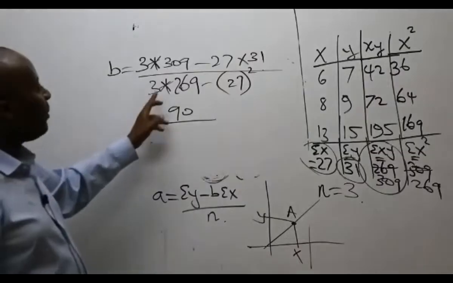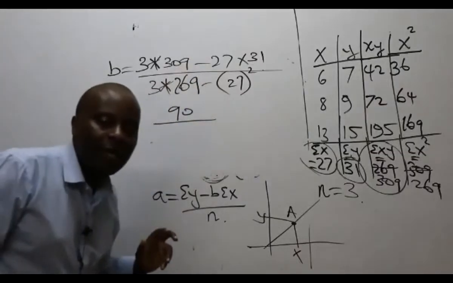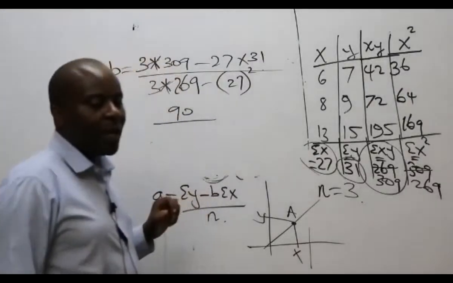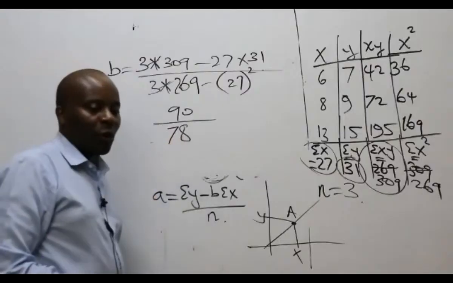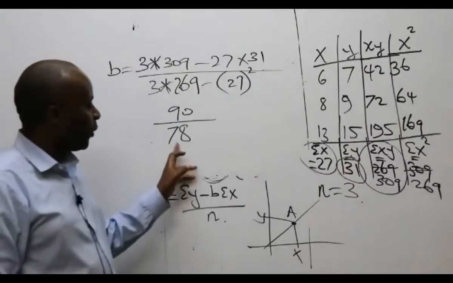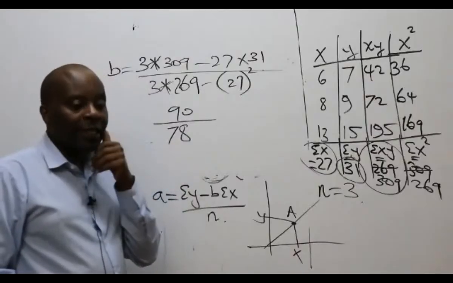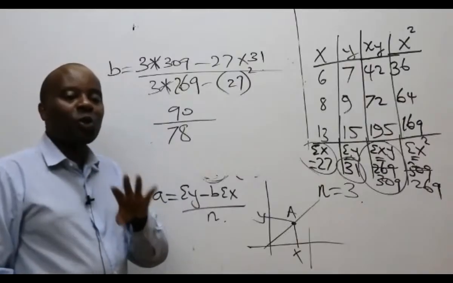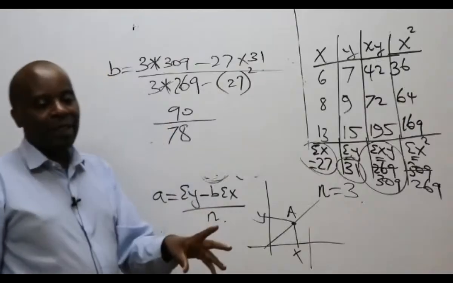The denominator is 3 times 269 minus open brackets 27 squared. 27 squared, according to Fatma, gives me 78. Of course, I would want this corroborated. I would want another student to confirm whether this 78 is correct. Sharon Gaetano, very good. Collins has also confirmed the 78. Maureen has also confirmed the 78.